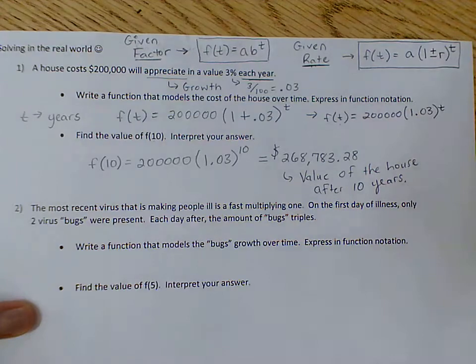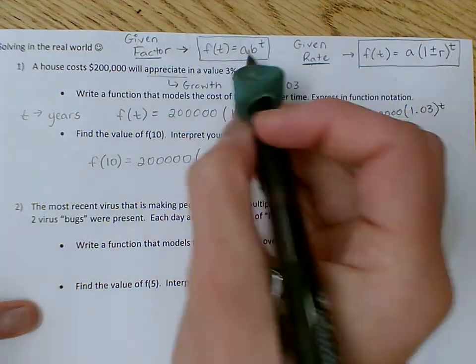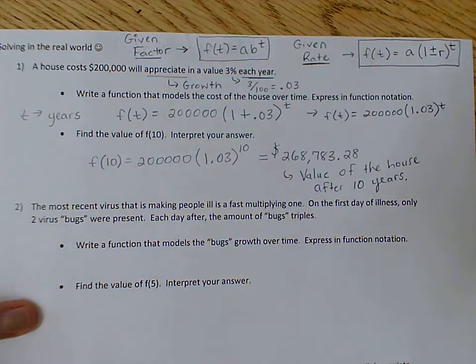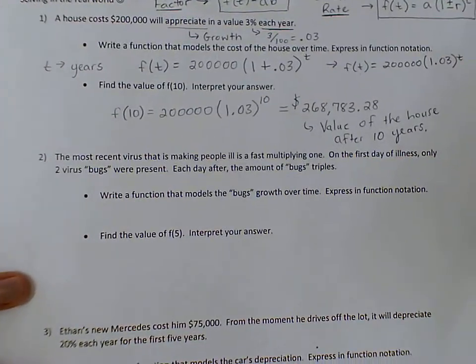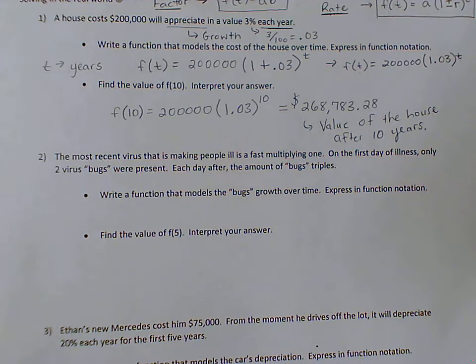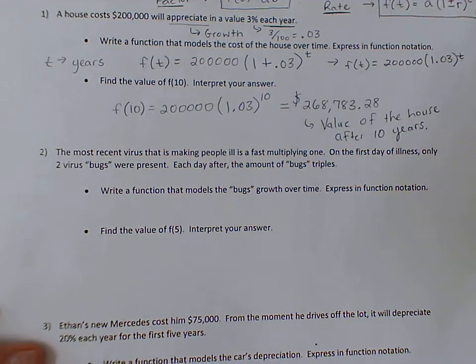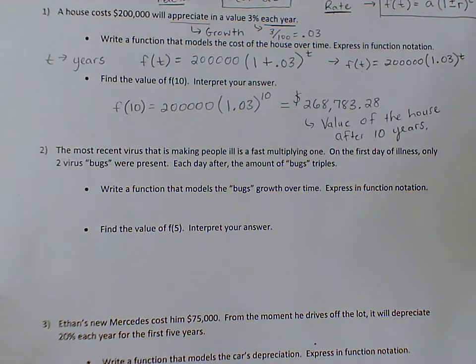So that's kind of how they work. Look at what they give you, decide which formula to use, and then plug in, okay? So the next problem, it says, the most recent virus that is making people ill is a fast multiplying one. On the first day of illness, only 2 virus bugs were present. Each day after, the amount of bugs triples, okay?